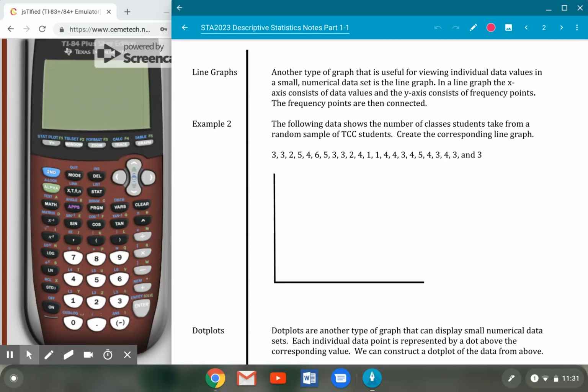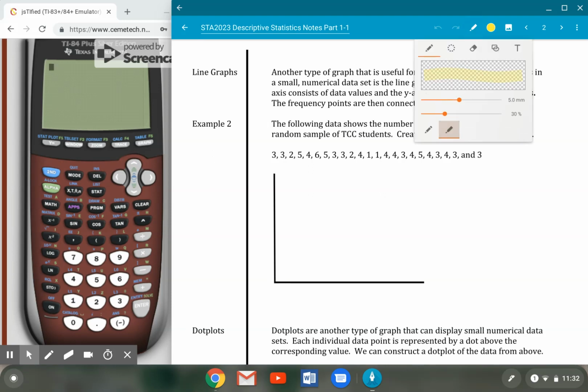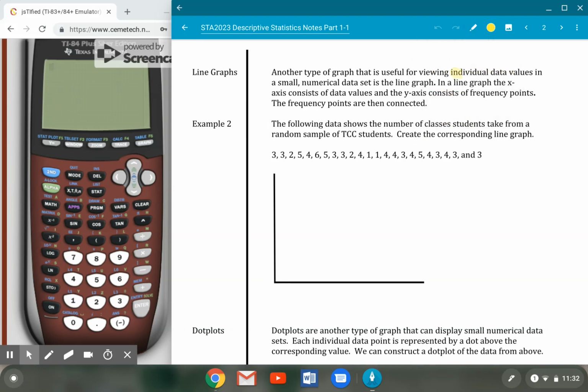Continuing on with our types of displays, next up we have the line graph. So the line graph is another helpful display for viewing individual data values within a small numerical data set. So we've got our stem plot, which is for numerical data. We also have our line graph, which is for numerical data.